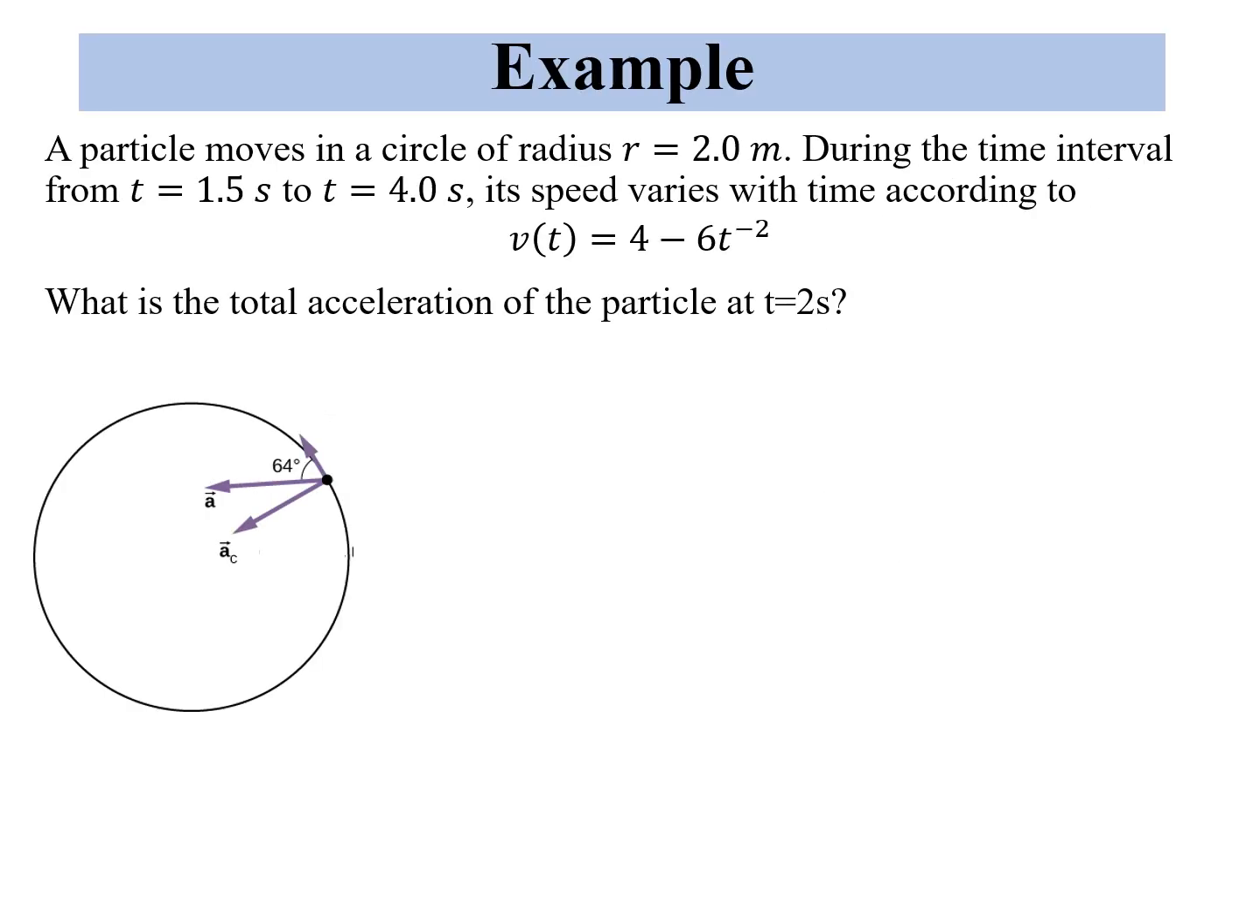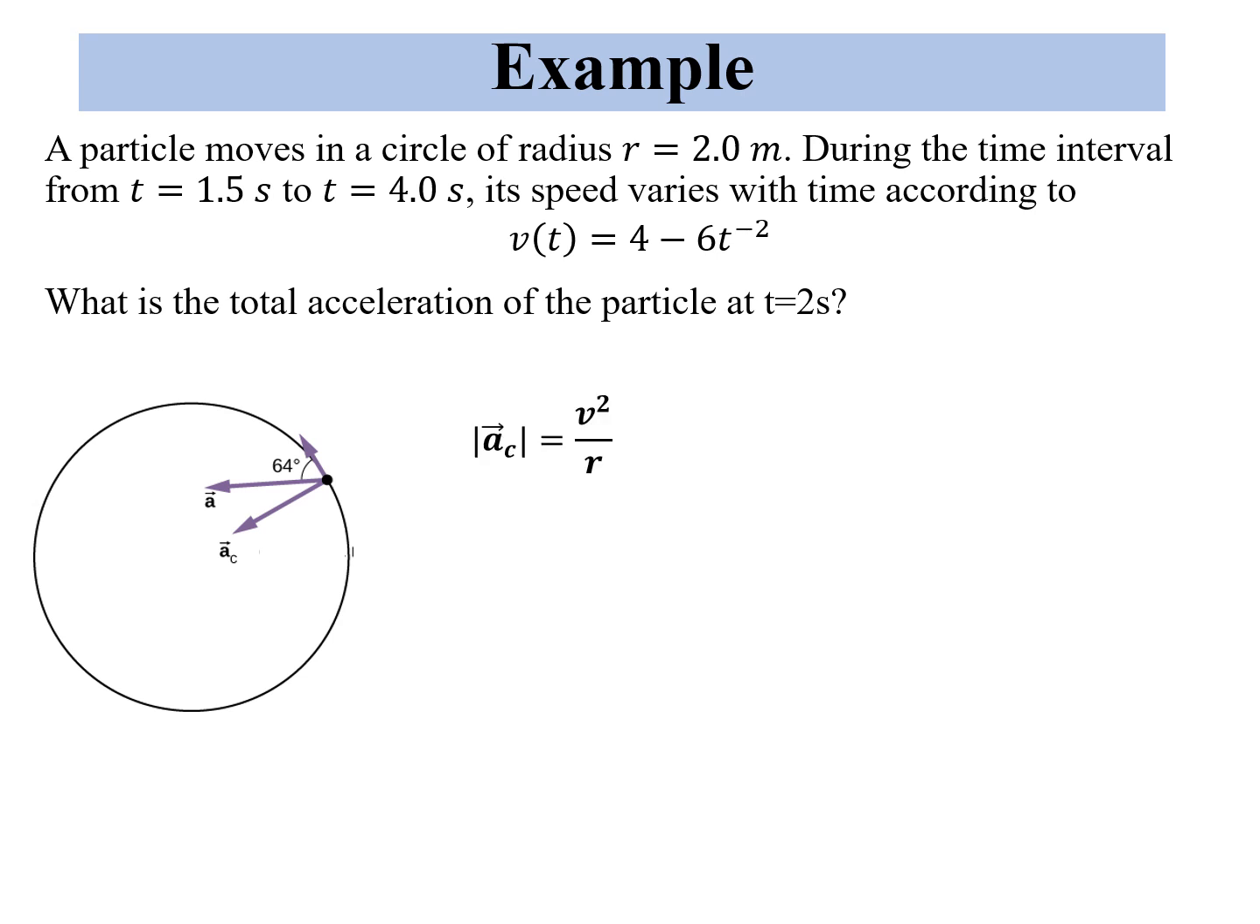In this example, we're told that there's a particle that moves in a circle of radius 2 meters. During the time interval from 1.5 seconds to 4 seconds, its speed varies with time according to this equation. So v as a function of time is equal to 4 minus 6t to the negative 2. What is the total acceleration of the particle at t equal to 2 seconds? We know that this object's velocity is varying. So we need to determine the centripetal acceleration, and then we need to determine the tangential acceleration. And with that, we can calculate the net acceleration.